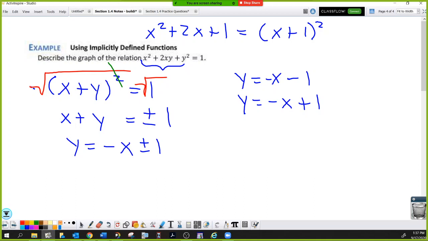This relation ends up being 2 straight lines. More specifically, what kind of lines? Parallel lines. They have the same slope. So that relation, x squared plus 2xy plus y squared equals 1, is the graph of 2 parallel lines. Neat. And like I said, Desmos can graph this. You can type x's and y's in Desmos, and it'll graph it for you. So if you're checking your answers at home and you didn't want to use the websites that tell you where all the answers are, you could use Desmos.